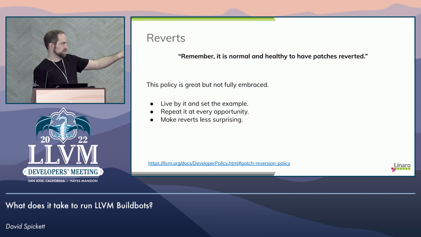So live by that and set the example. Repeat it every opportunity, like this one. And wherever we can, make reverts less surprising. So anybody new to the project, make sure they're aware of the whole life cycle of a commit. So we don't get this, I worked on it for 2 weeks and it got reverted in 10 minutes. What did I do?